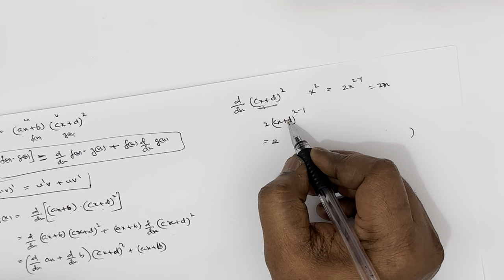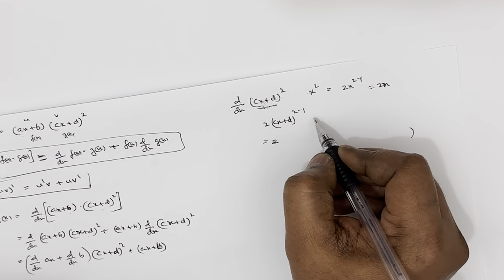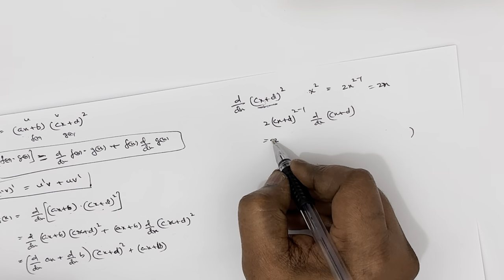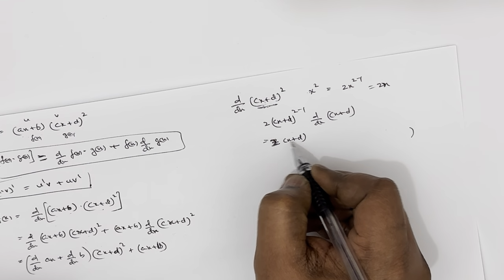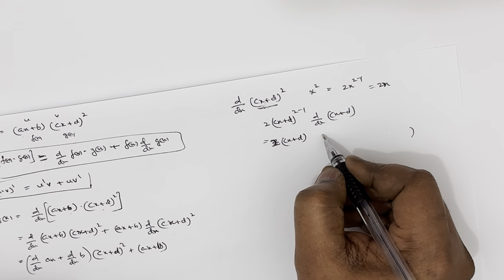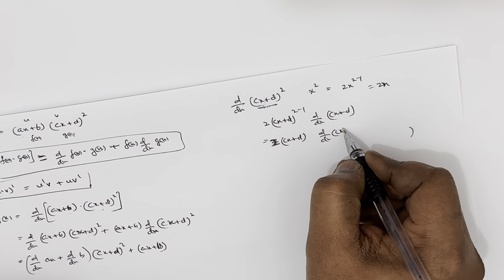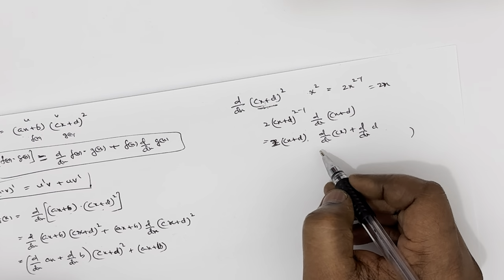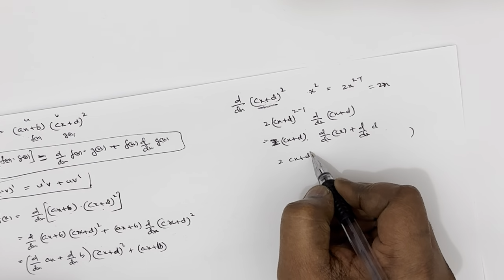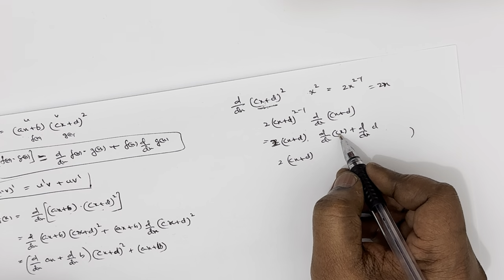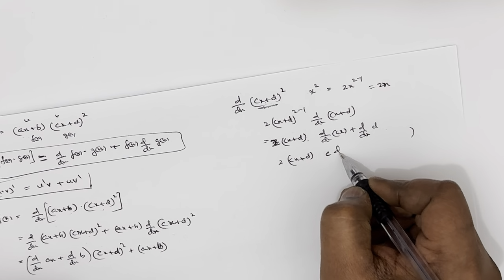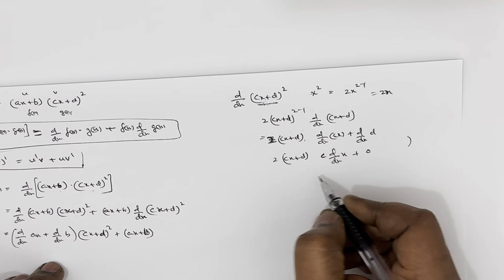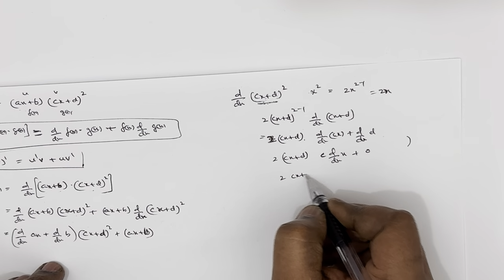And since this is not x, we are assuming it, we have to differentiate it again. d by dx of (cx + d). So this becomes 2 (cx + d), 2 minus 1 is 1, times derivative of this, d by dx of cx plus d by dx of d. Now this will be again 2 (cx + d), derivative of cx will be, c will be out, constant, d by dx of x, plus this is a constant, it becomes 0, so 2 (cx + d) as it is.